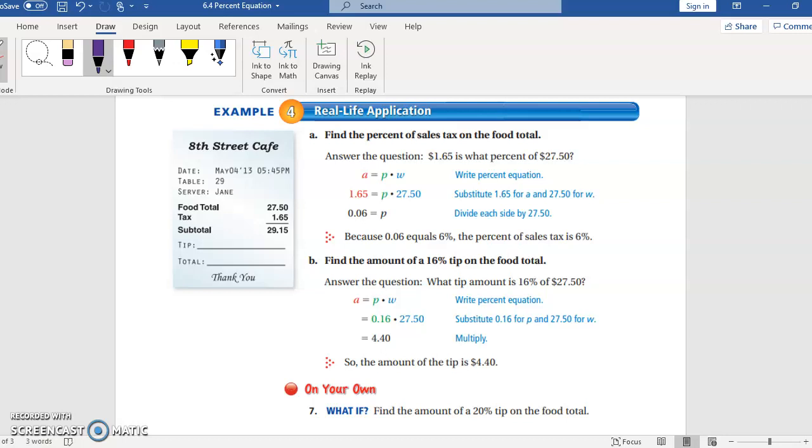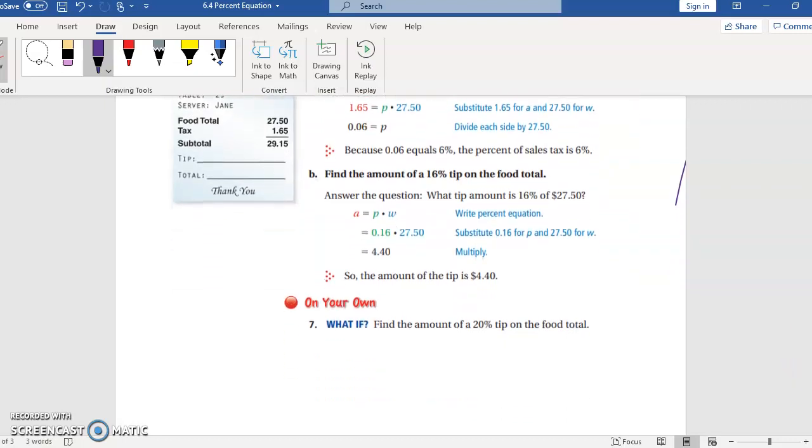Find the amount of a 16% tip on the food total. So you have to go up here to where it says food total, and that's $27.50. And you want to know what 16% of it is. And then you can plug 16% into your P as 0.16. The whole or the total is 27.50, and solve that to get $4.40.